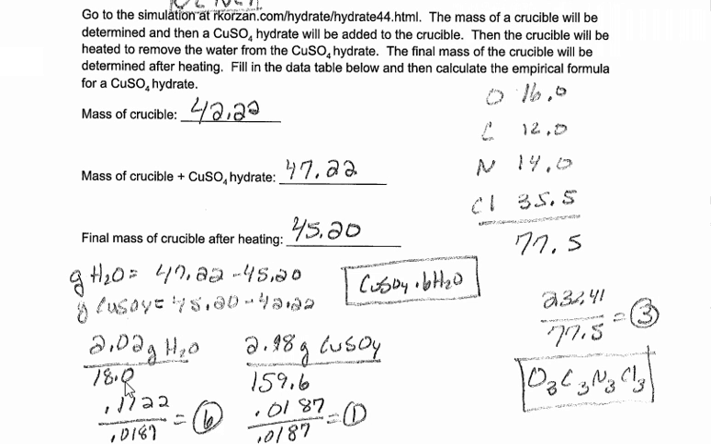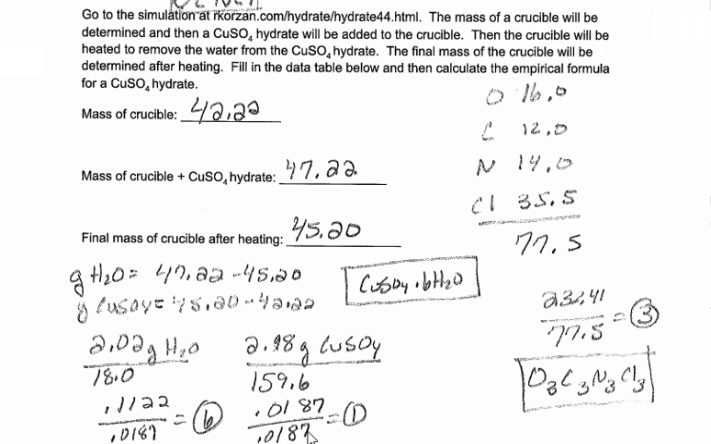I'm taking my grams of water divided by the molar mass of water. So that's 2 hydrogens and 1 oxygen, which is 18. I'll take my grams of copper sulfate divided by the molar mass of copper sulfate, so 159.6, once I add 1 copper, 1 sulfur, and 4 oxygens together. That gives me my answers of 0.1122 and then 0.0187.